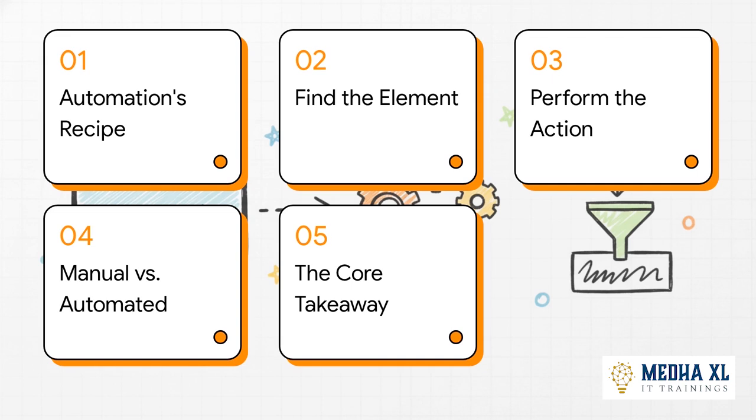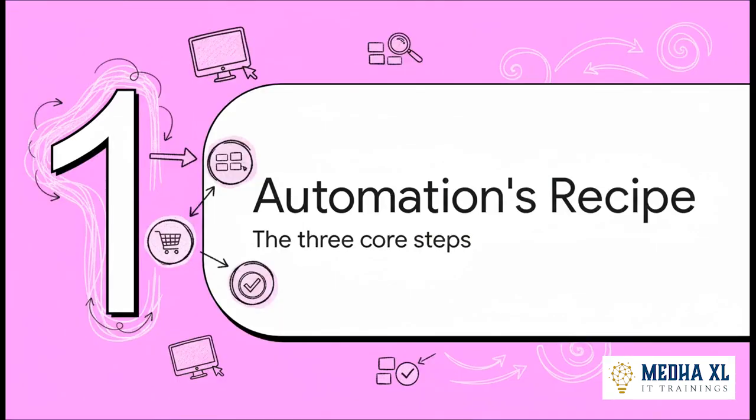So here's the game plan. We're going to start with the simple recipe for any automated task. Then we'll break down the two most important steps: how to find something on a page, and then how to do something with it. After that, and this is the cool part, we'll see a side-by-side of how human actions translate directly into code, and we'll wrap it all up with the one big idea you really need to remember. All right, let's get right into it.